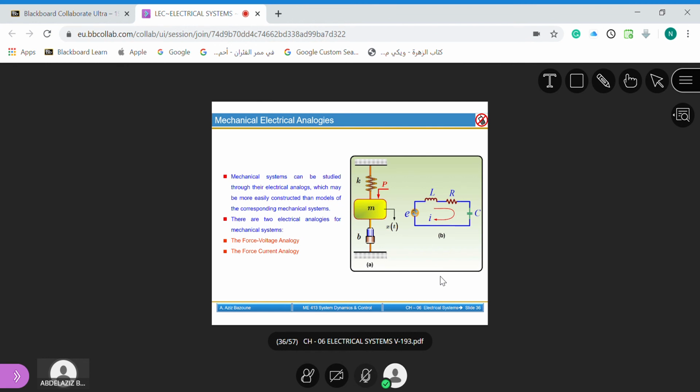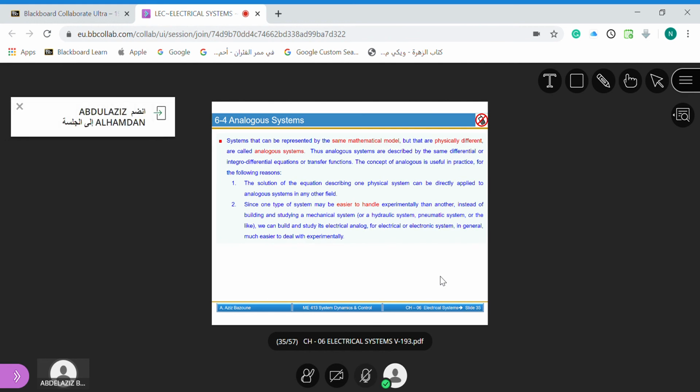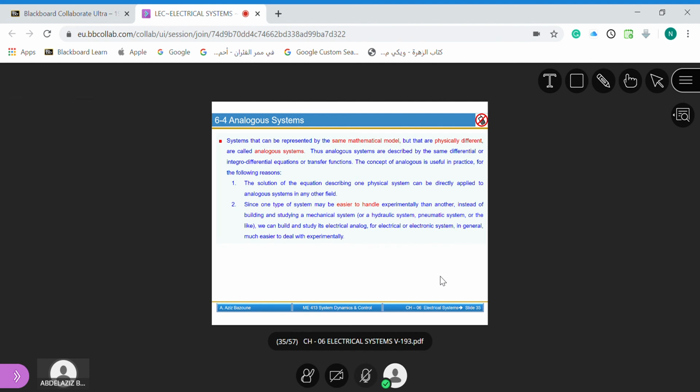Analogous systems. What do we mean by analogous system? Sometimes it's very difficult to deal with mechanical systems. You need to do experiments with a mechanical system, bring a spring, bring a dashpot, bring a mass that is very heavy to handle, and so on. So what we do, we see if these have an equivalent in an electrical circuit. So this is the spring. We do the exact experiment with electrical elements.